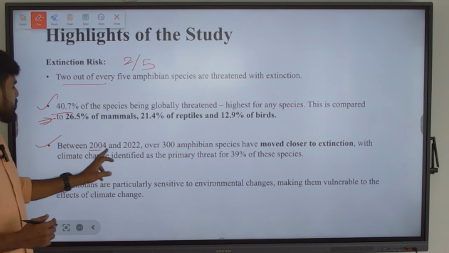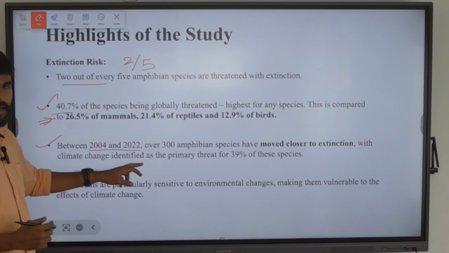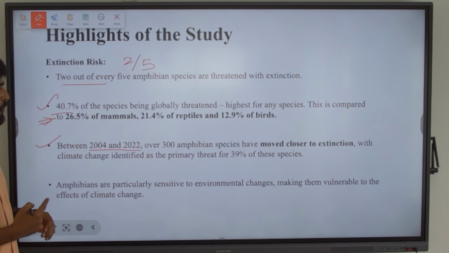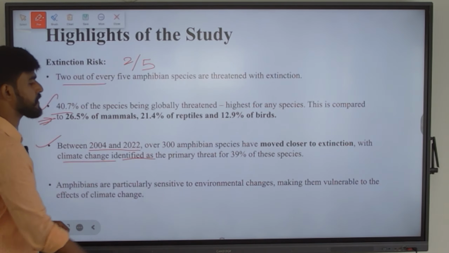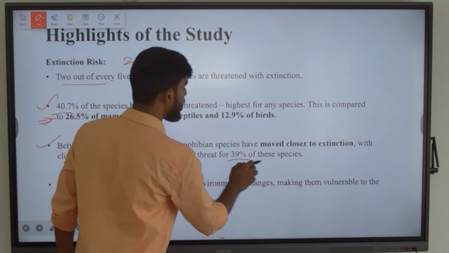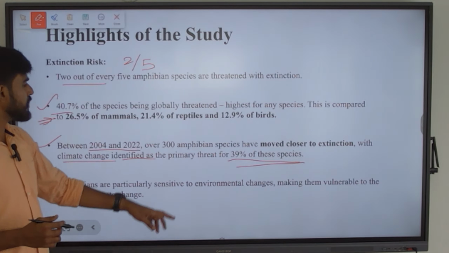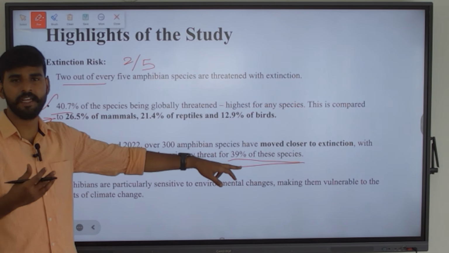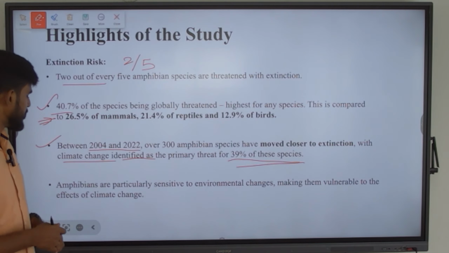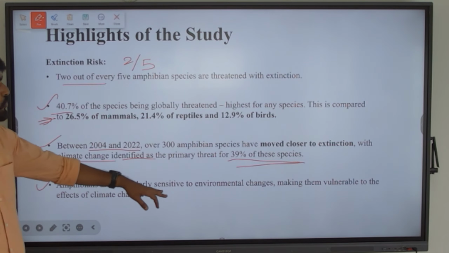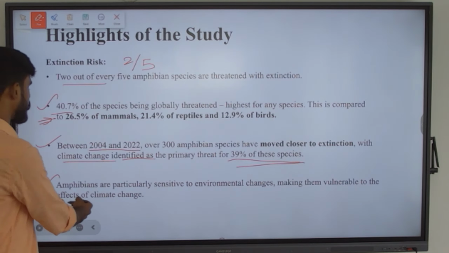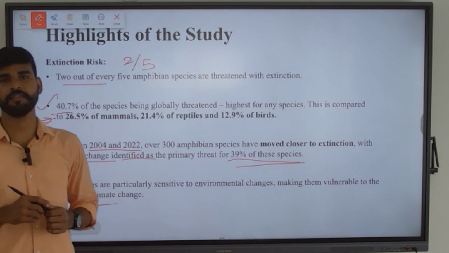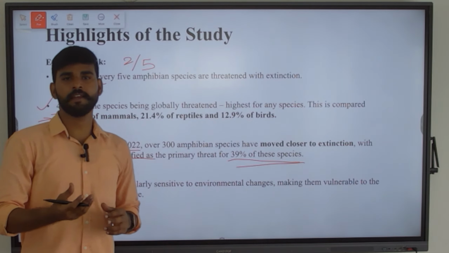Next is, between these 2 years, that is 2004 and 2022, over 300 amphibian species have moved closer to extinction, which is very important, with climate change identified as the primary threat for 39% of these species. So of these 300 species, 39% are facing endangerment just because of climate change, okay? And amphibians are particularly sensitive to environmental changes, which makes them vulnerable to the effects of climate change. So even if there is the slightest environmental change, it will get reflected in the decline in the population of these amphibians, okay?